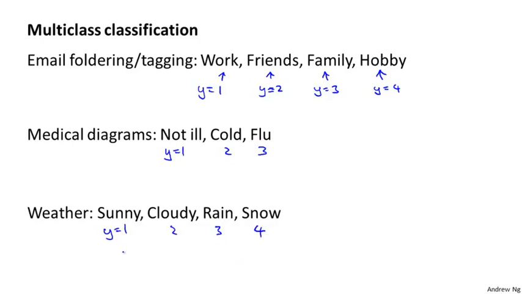And so in all of these examples, y can take on a small number of discrete values, maybe 1 to 3, 1 to 4, and so on. And these are multi-class classification problems. And by the way, it doesn't really matter whether we index this as 0, 1, 2, 3, or as 1, 2, 3, 4. I tend to index my classes starting from 1 rather than starting from 0, but either way works, and it really doesn't matter.